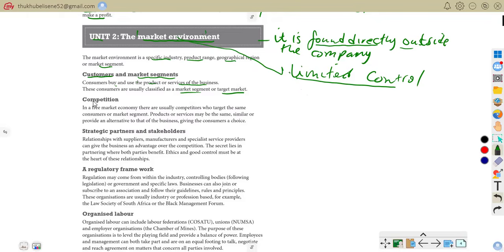Then he talks about competition. In a free market economy, there are usually competitors who target the same customers or market segment. Products or services may be the same, similar, or provide an alternative to that of the business. Even the consumers want their choice. So competitors are one of the aspects of the market environment.